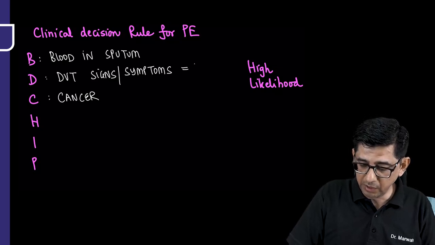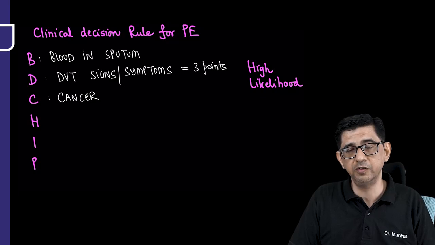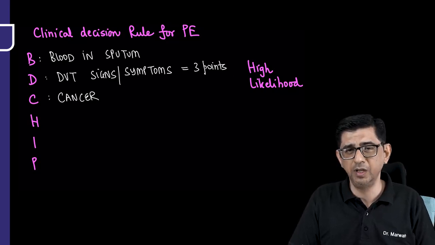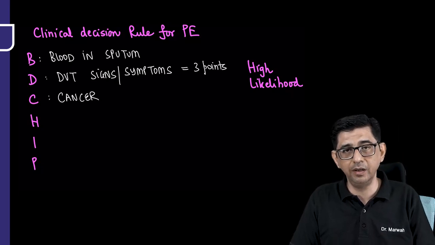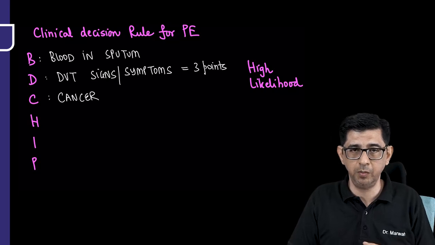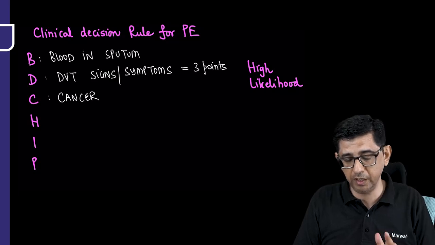Each of these signs is allocated special points. You don't need to remember all of them, but at least DVT sign is given 3 points. Other pointers would be 1 point or 2 points, but DVT signs and symptoms, because that's the trigger, are given a higher allocation. I mean, in any scoring, whatever parameter has more contribution will be given a higher score.